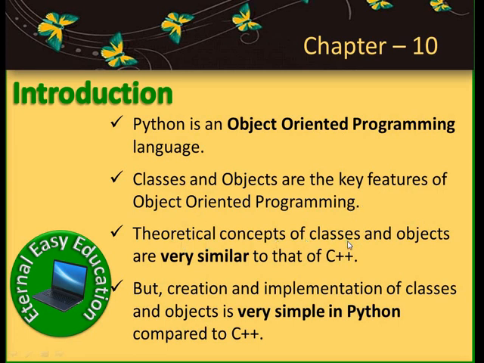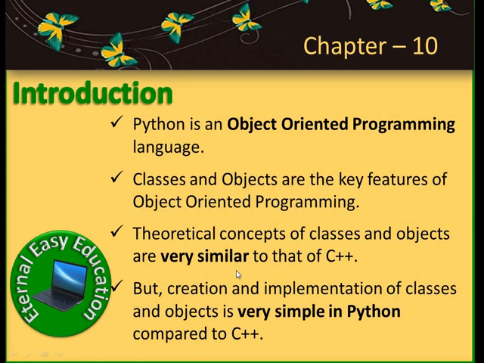The theoretical concept of classes and objects is very similar to that of C++. I hope you will remember the concept of OOPs in C++. There are many features regarding OOPs, like inheritance and polymorphism. Among those, classes and objects are the key features, because the upgradation of the C language to C++ was possible because of classes and objects.